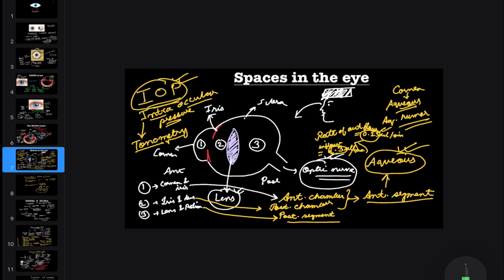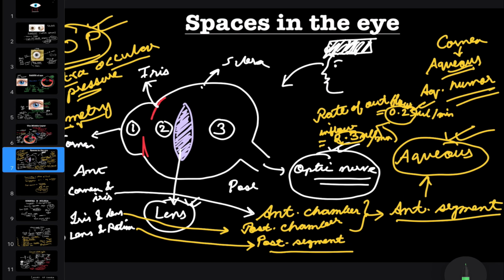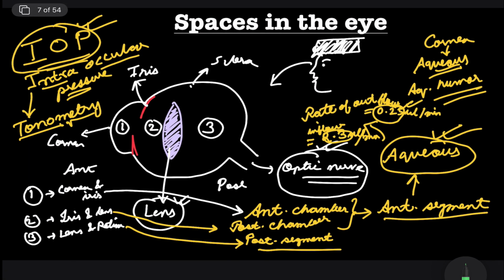So if you can see over here in the spaces in the eye, I had said that there are three spaces. Number one is between the iris and the cornea, that is known as the anterior chamber. Number two is between the lens and the iris, that is called the posterior chamber. Anterior chamber and posterior chamber together make up the anterior segment, whereas the entire space behind the lens is the posterior segment. Okay, posterior segment.